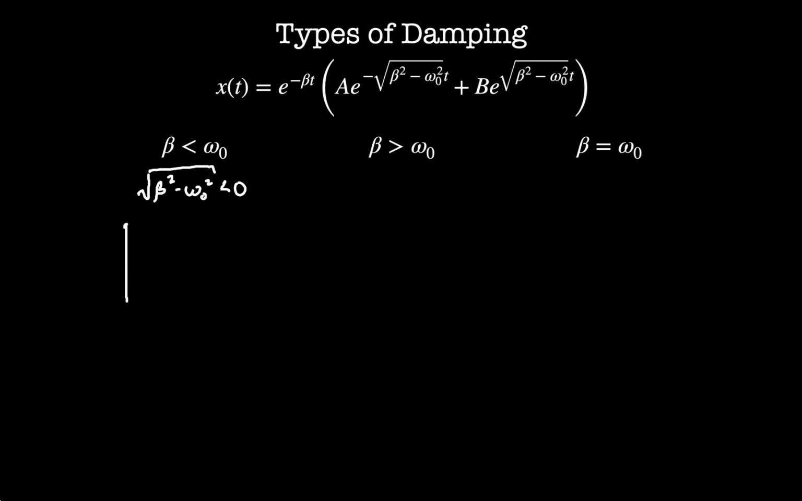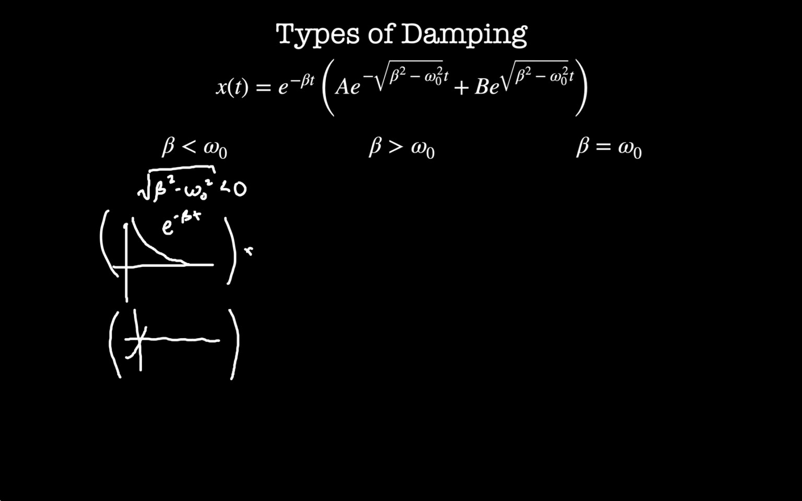So my solution now is something that's purely decaying, so I've got this e to the minus beta t term times something that's oscillatory. And so that gives me something that is oscillatory, but the peaks decay. And they decay according to e to the minus beta t.